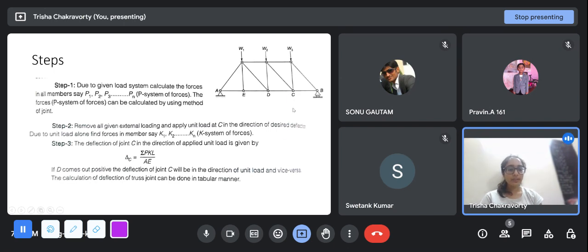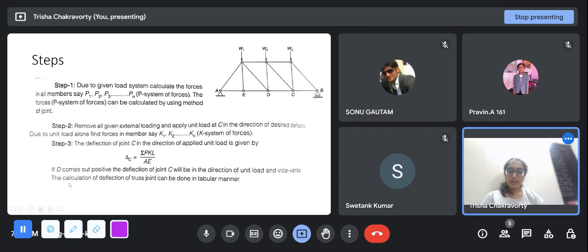For example, you have applied a unit load in the downward direction and you end up with a positive delta C. That means C is deflecting in the downward direction and the magnitude is this. But if you apply the unit load in the downward direction and the delta C comes out to be negative, that means C has deflected in the upward direction, and anything can happen. You can see a structure and maybe by intuition you can say that in this structure C will deflect downwards, but don't take it at face value. Calculate properly with sign and then interpret the sign.